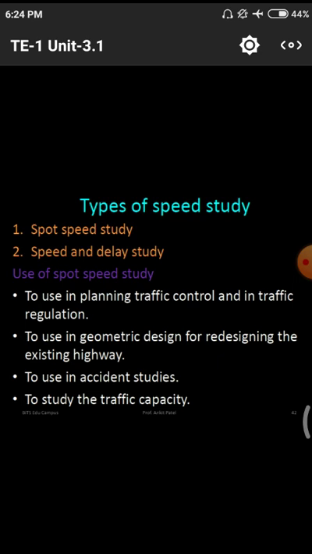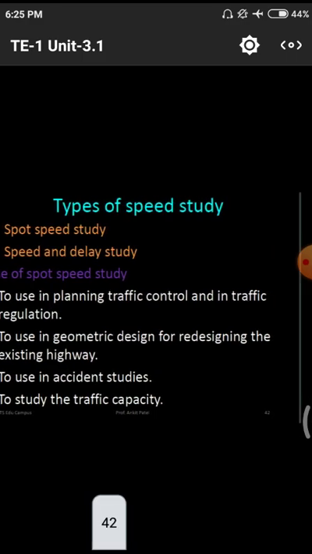Different vehicles have different mileage. That means normally two wheelers and four wheelers have different mileages according to their weight and other design purposes. According to that, we need these spot speed studies to design a particular pavement surface. These two are the main studies. Previously we discussed spot speed study and speed and delay studies.